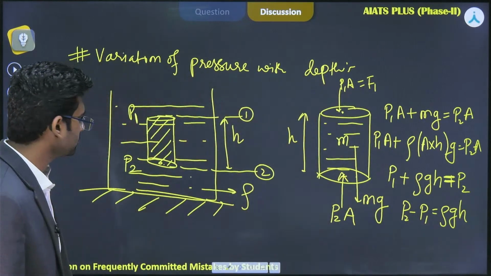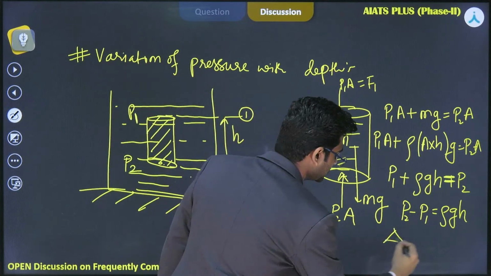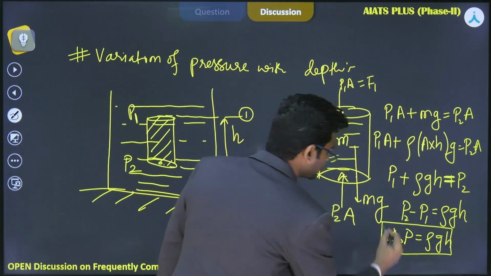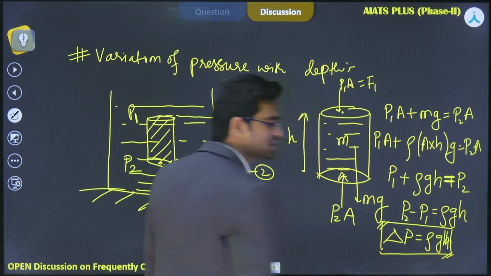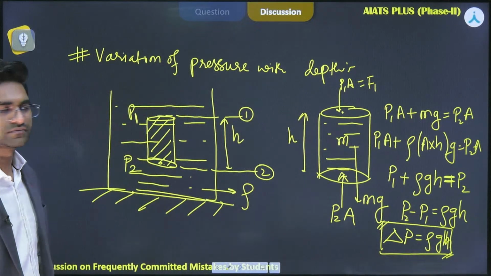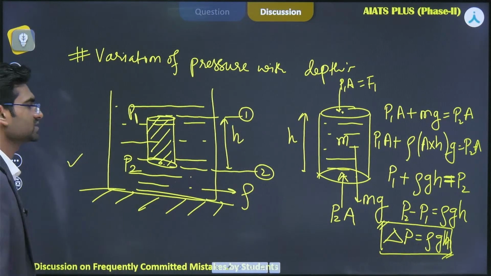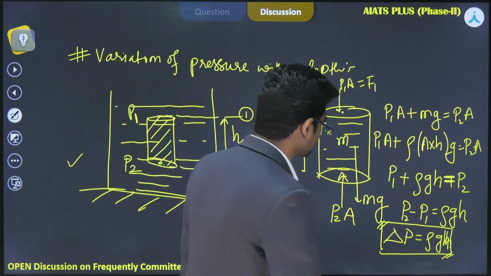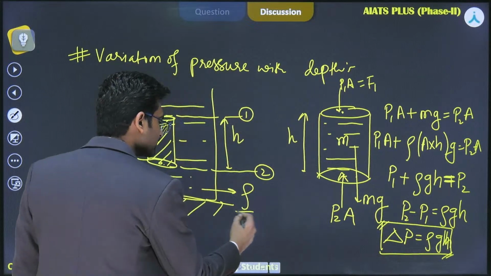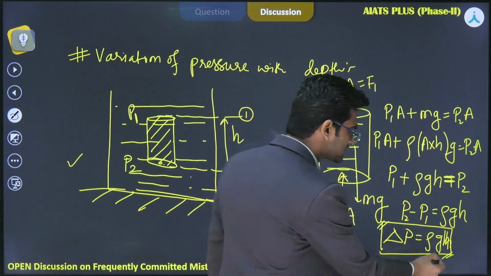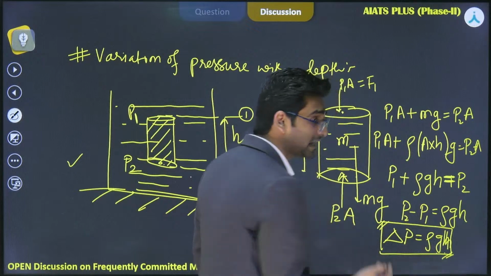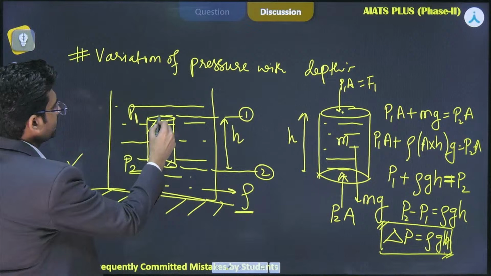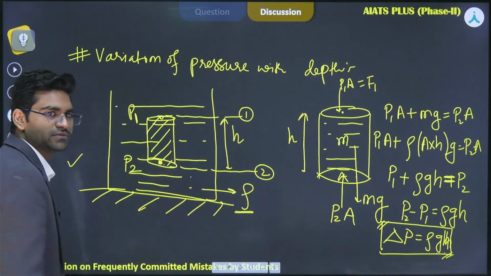Have we found out the formula? This is delta P is equal to rho gH. Okay, this is the derivation. That's how we can find the variation of pressure with depth. Delta P is equal to rho gH. This rho is the density of this liquid, g is acceleration due to gravity, and H is the height or the difference between those two levels, from where you have to find the difference in the pressures.